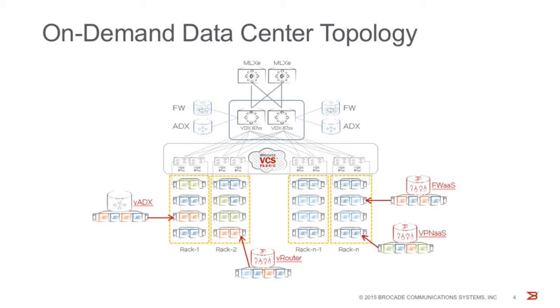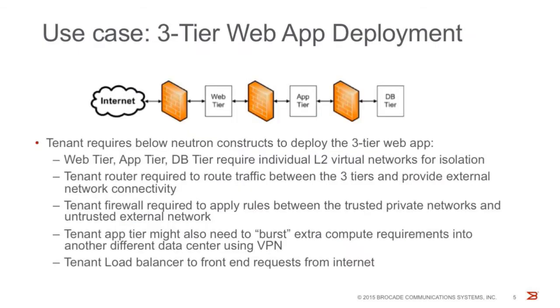Thanks, Madhu. So let's look into the details of a 3-tier web application deployment. As you see in the picture, you have the database tier, the application tier, and the web tier, which is connecting to the internet. This is a typical topology that you will see. And if an OpenStack tenant wants to deploy such an application, they would need to use a few Neutron constructs to deploy them. For example, the web tier, the application tier, and the DB tier would need individual L2 virtual networks for isolation, because there are a lot of VMs connecting in these different virtual networks.